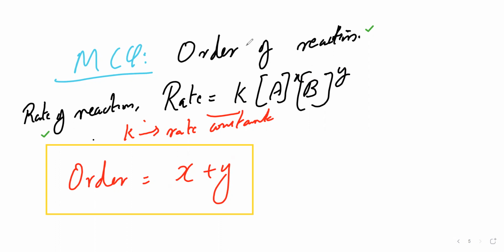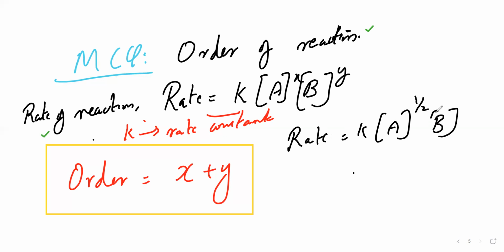So the example is nothing but what? Let me just write down this rate. We can make questions based on this. If I write rate is equal to K, A power 1 by 2 and B power 2, can anyone tell me what is the order of this reaction? The above reaction, this one.